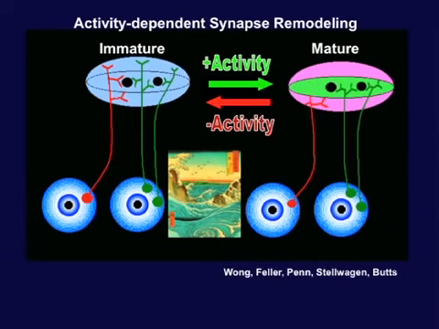And so the first point I want to make is that the adult pattern of eye-specific layers is not present initially in development. In fact, the inputs from the two eyes initially are intermixed with each other, and then the mature pattern forms subsequently by a process of remodeling of synapses. So let me just explain what I mean by that.